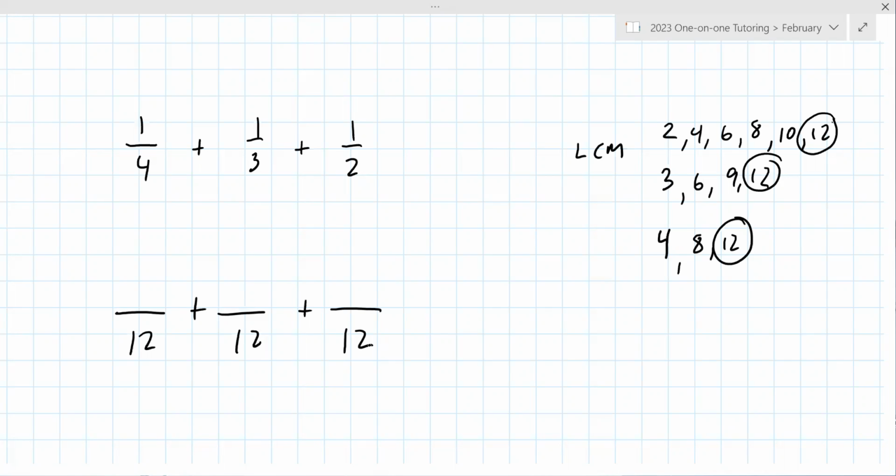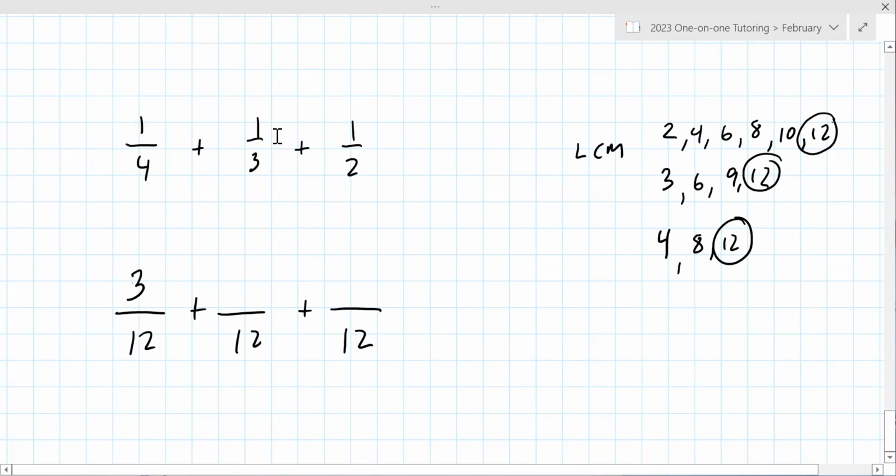So how do you go from 4 to 12? What do you multiply 4 by to get 12? 4 times 3. Okay, so what number goes in the top? 3. Good. Okay, do the same thing for the next one here. What do you multiply 3 by to get to 12? 3 times 4 is 12. Good. 4. And then we just put the 1.